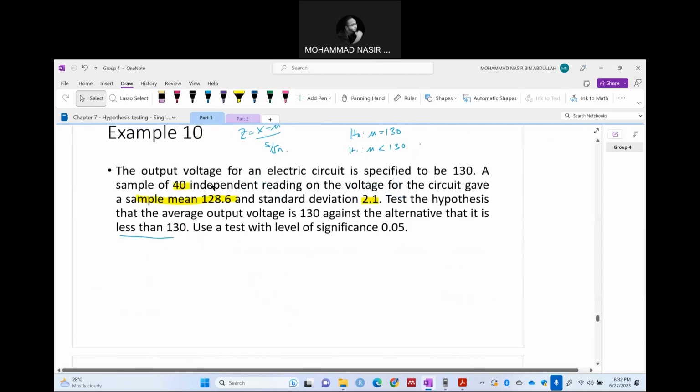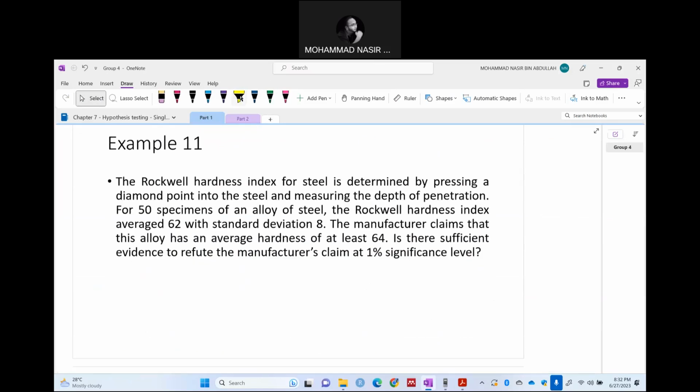Right. So example number 11. So we have n equal to how much? N equal to 50, right? So for 50 specimens of alloy steel, the Rockwell hardness in average is 62 and standard deviation 8. So the sample size is more than 30. We don't know the value of population variance. So this one is the same example lah. Z equal to x bar minus mu naught over s over square root of n.